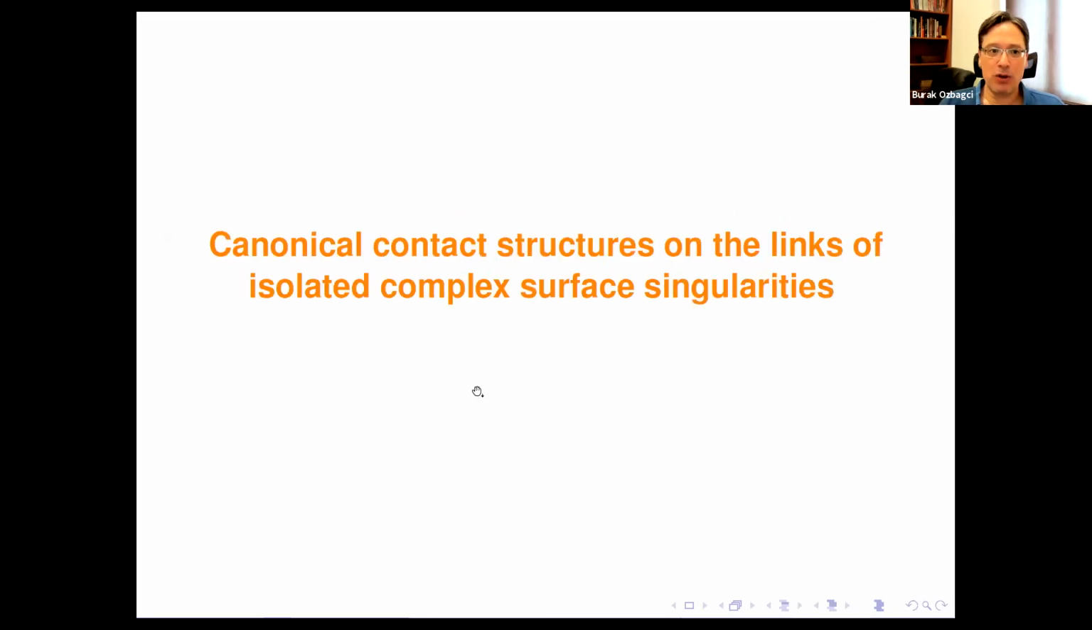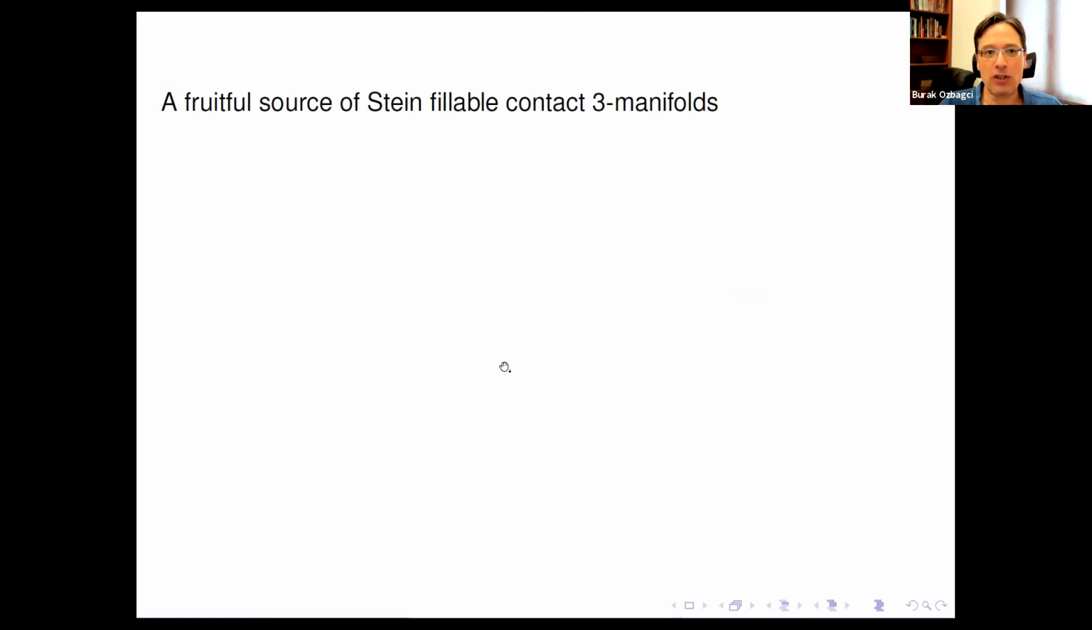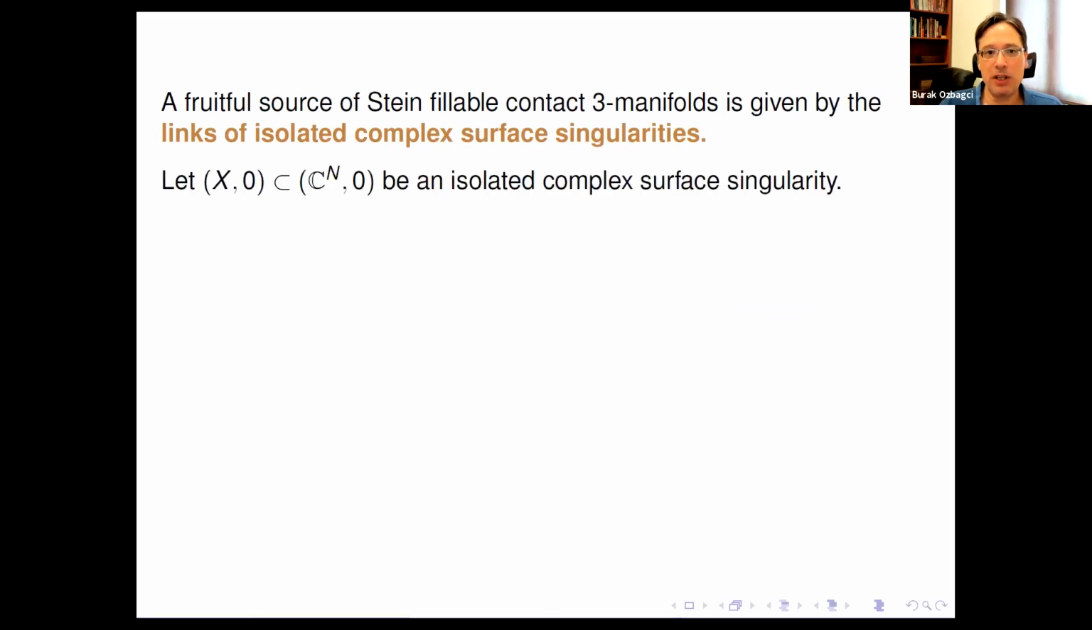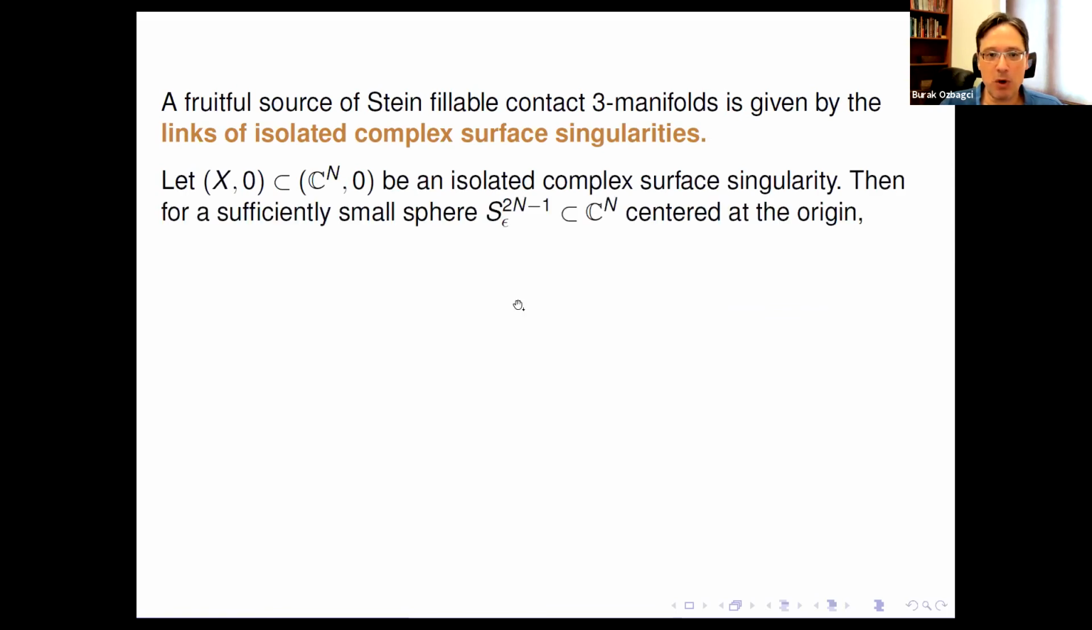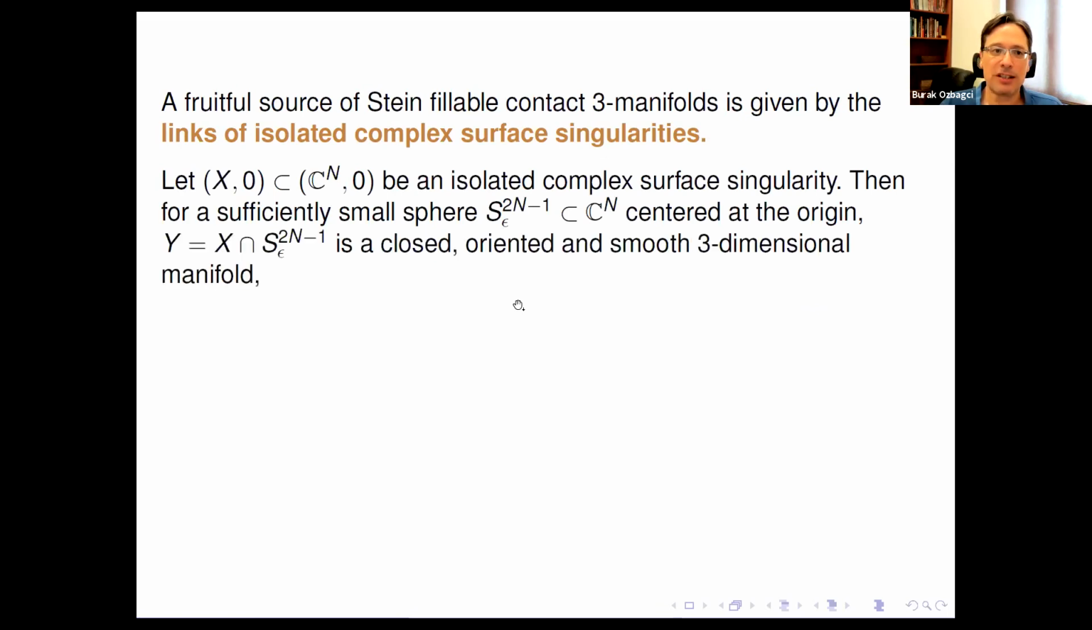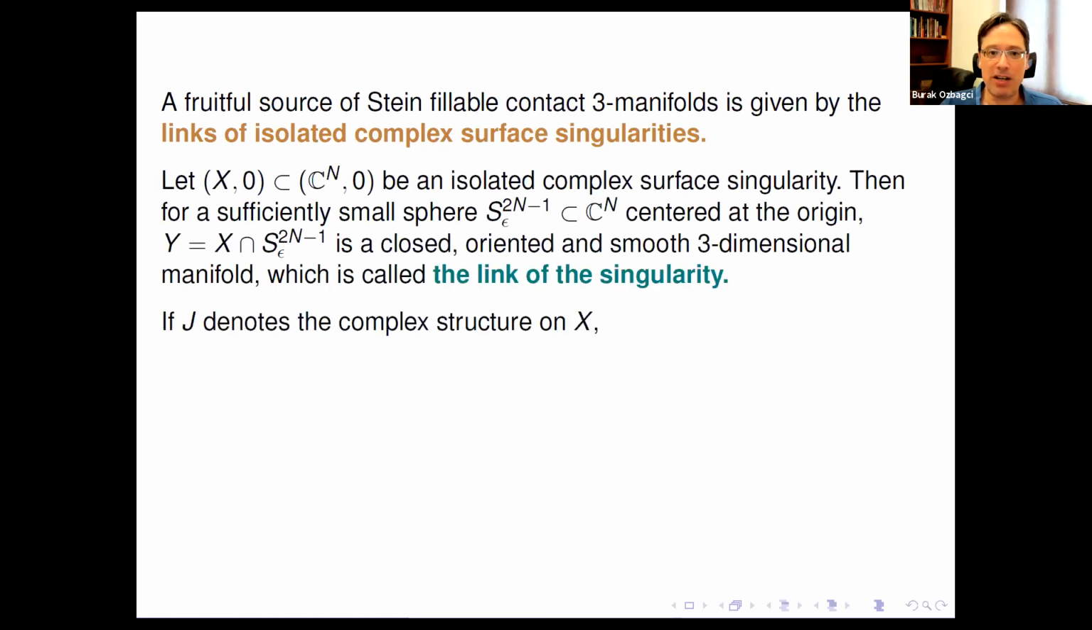All right, so now let's turn to canonical contact structures on the links of isolated complex surface singularities. So there's a relation between these contact structures, Lefschetz fibrations, and surface singularities. A fruitful source of Stein fillable contact three-manifolds is given by the links of isolated complex surface singularities. Let X be an isolated complex surface singularity sitting in C^n. Then for a sufficiently small sphere centered at the origin, X intersection the sphere is a closed, oriented, and smooth 3-dimensional manifold, which is called the link of the singularity.